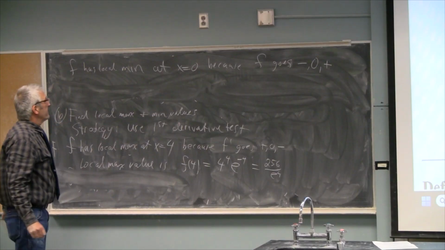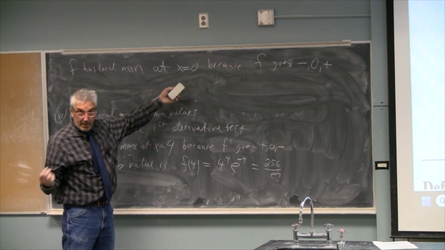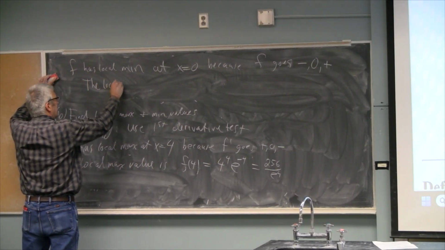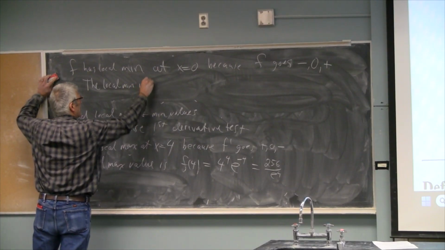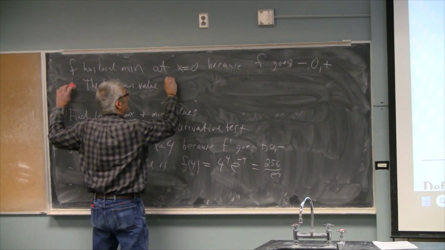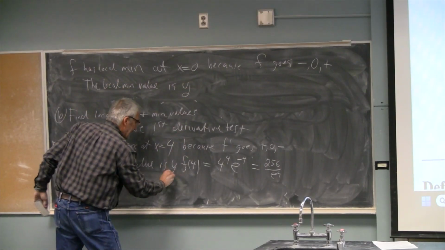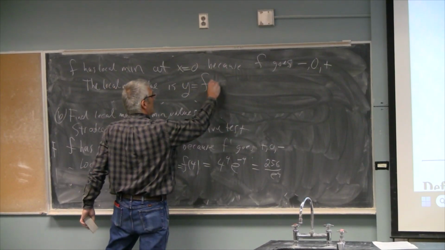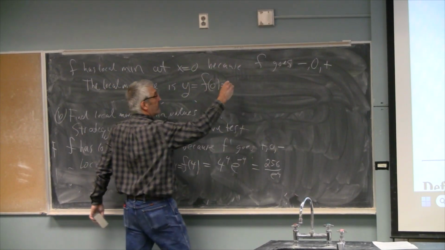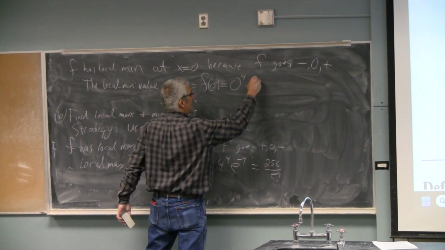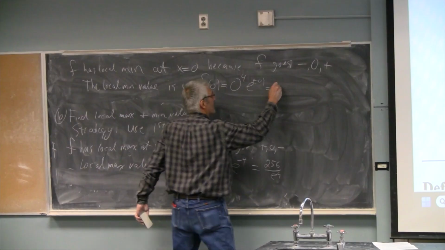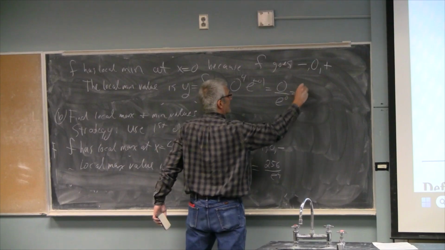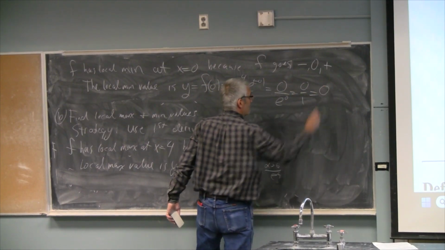And then x equals 0 is the location, but we need to compute the y value, the local min value. Here I should have said y equals. The local min value is a y value, so f of 0. We get the original function: 0 to the 4th times e to the minus 0. So that's 0 over e to the 0. So that's 0 over 1. So that's the number 0.